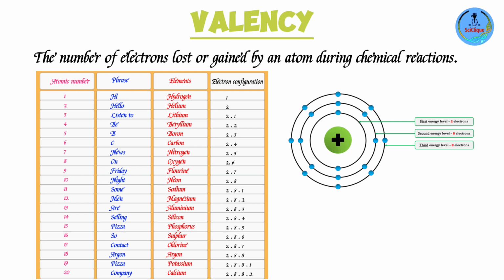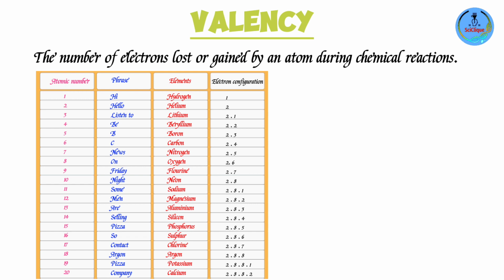Now, when it comes to potassium, potassium has 19 electrons. So that is 2 in the first, 8 in the second, 8 in the third, and the remaining 1 will be moved to the fourth energy level, and same with calcium, such that we end up having 2,8,8,2 as the electron configuration of the calcium atom.